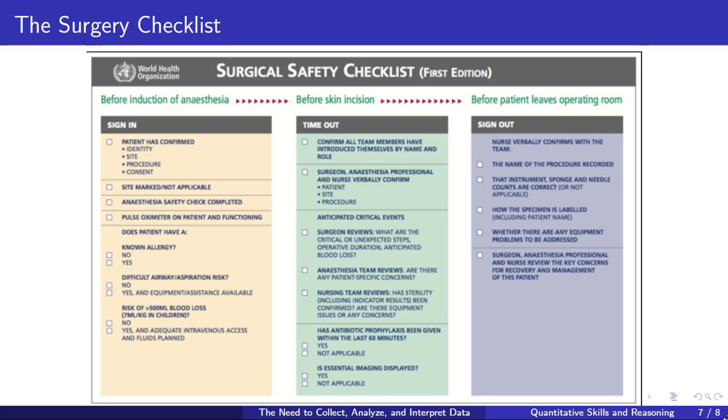What was the checklist? So now there's 3 components. One was before anesthesia, and so what they had before anesthesia, the patient confirmed their identity, the site of the procedure itself, and then consent.